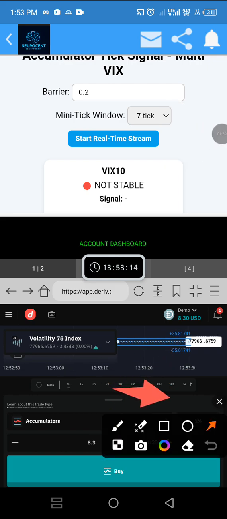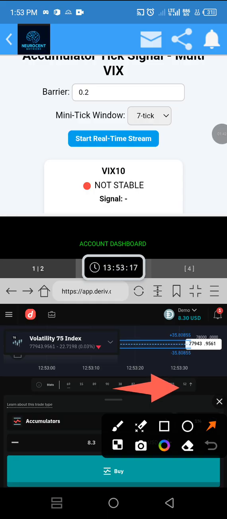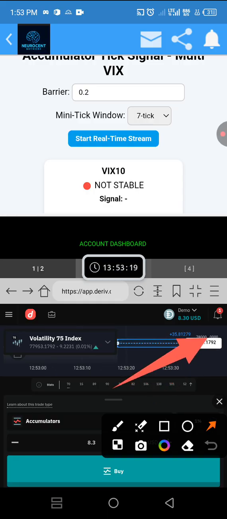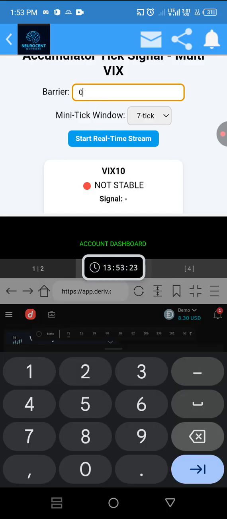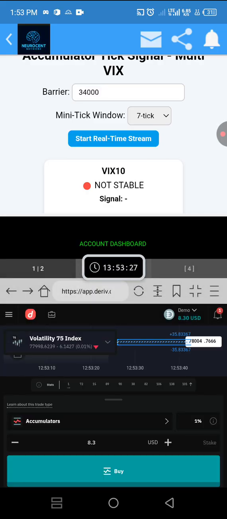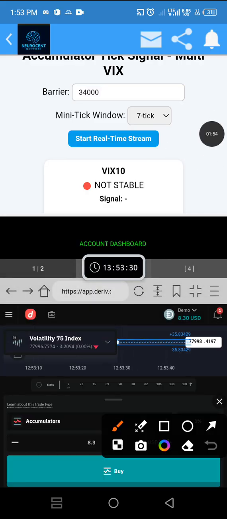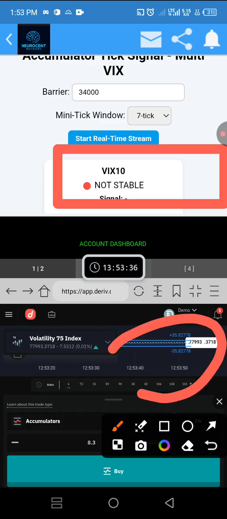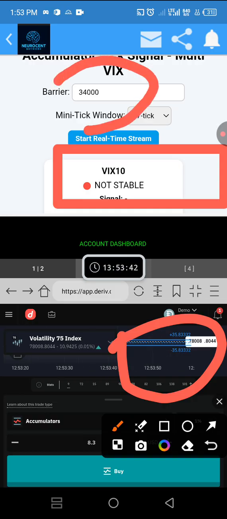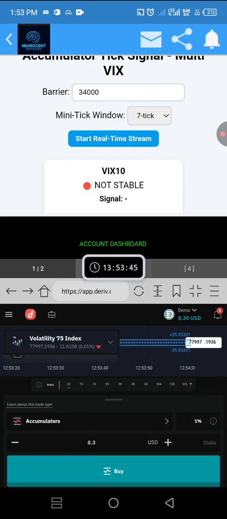What is the barrier? The barrier is plus 35.80855. So I can just put it at plus 34,000, because we want to ensure that there is quite a difference from the actual barrier. The actual barrier is 35.8, so you can just put a difference of 1,000, so 34,000 here.